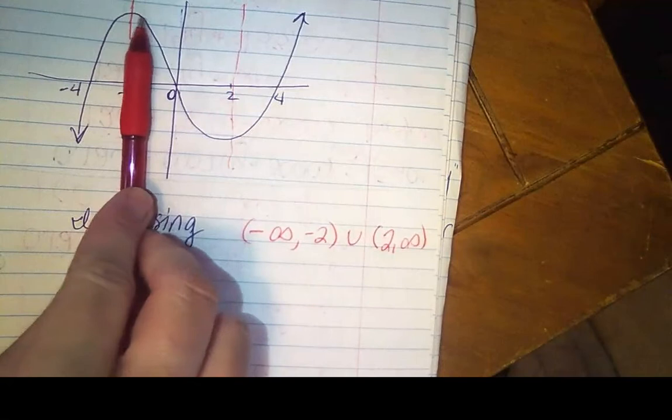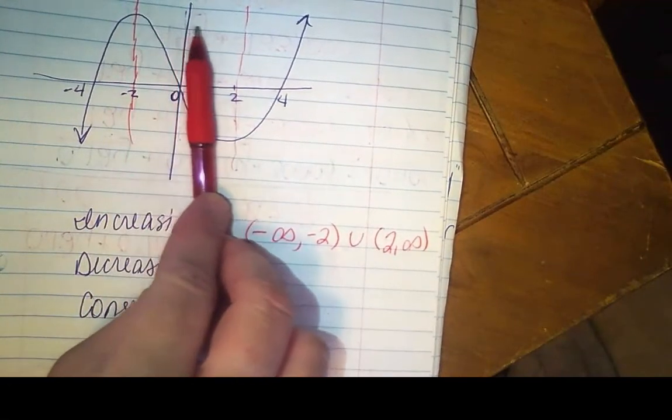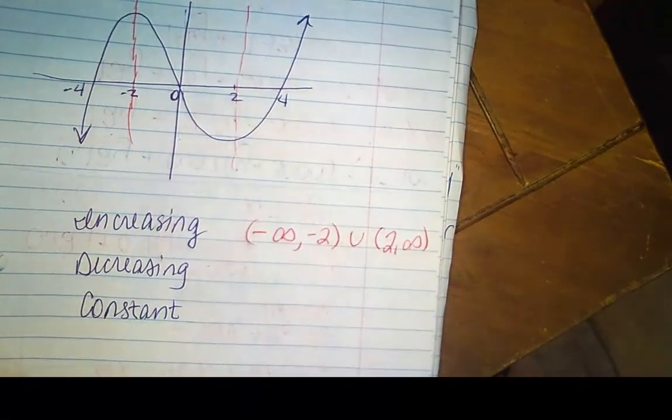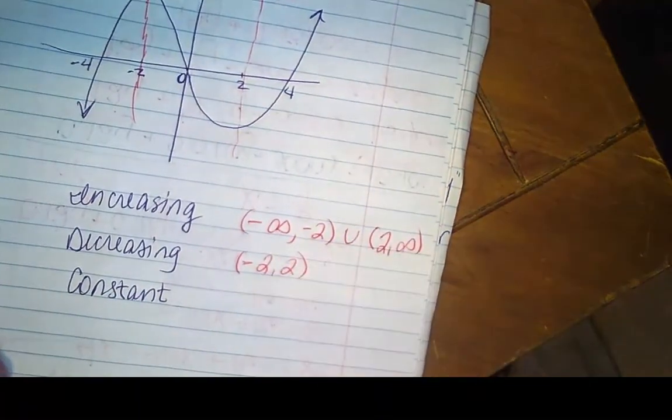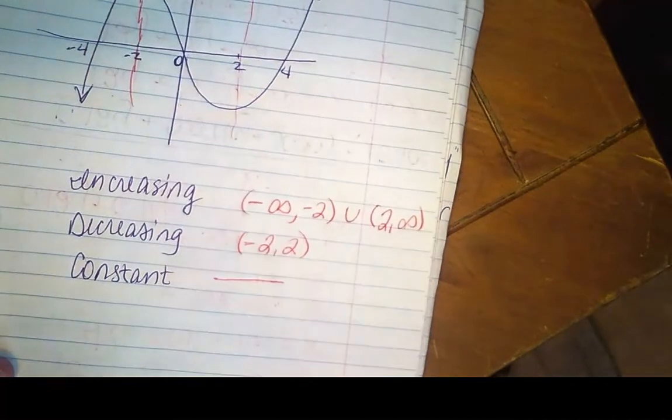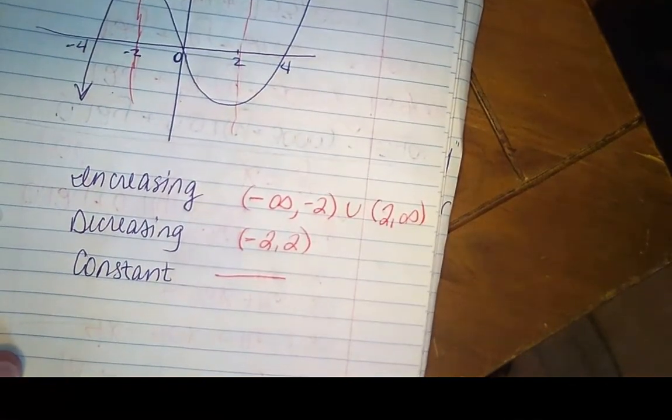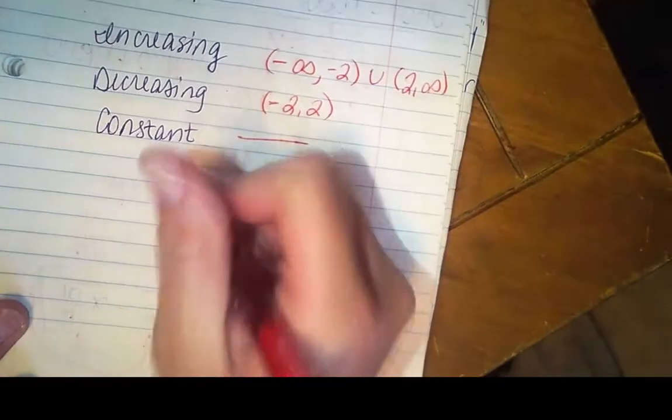Well, when is it decreasing? So from here all the way to here, it's decreasing. So from negative 2 to positive 2, it's decreasing. When is it constant? It's not. So let's try another one.